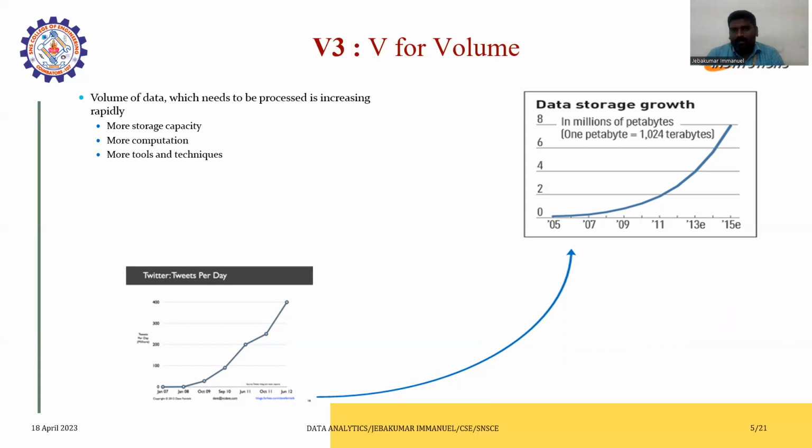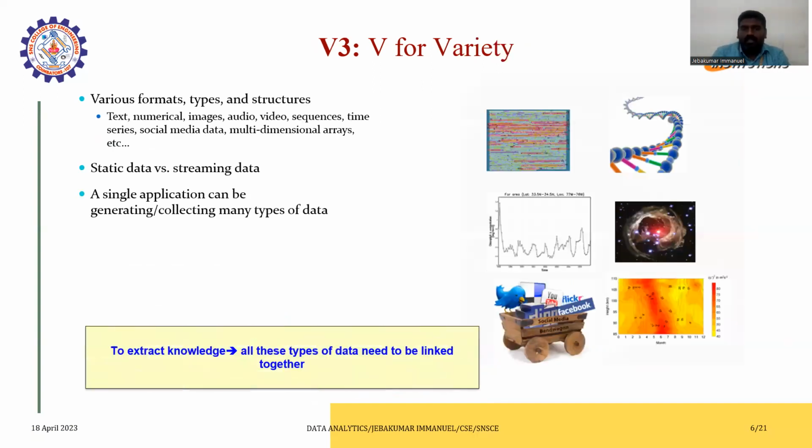So V for volume is a mass storage capacity. When it comes under mass storage capacity, the computational process will automatically create some complexity. So we need more tools and techniques to cover these complexities. Here I'm giving an example about tweets. With the help of Twitter, billions of tweets may be produced. So a single application will produce billions of tweets.